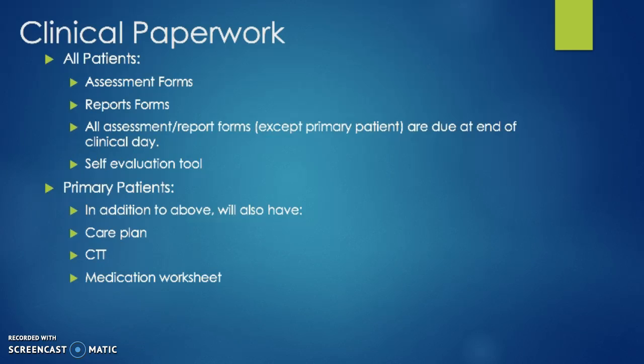Now for the clinical paperwork, every patient that you have will have an assessment form and a report form, and additionally you'll have to fill out a self-evaluation tool. Your primary patients will have the assessment and report form, but they'll also have a care plan, a CTT, and a medication worksheet, which we can talk about at clinical. It's very similar to what we did today. The CTT will be a blank CTT, but you will insert the items that your patient meets according to that CTT. And your care plan, you'll choose one of the, I think we did 6 total. So you'll choose one that best fits your patient, and then you'll tailor those interventions to fit your patient as well.